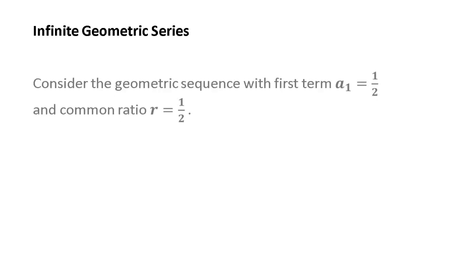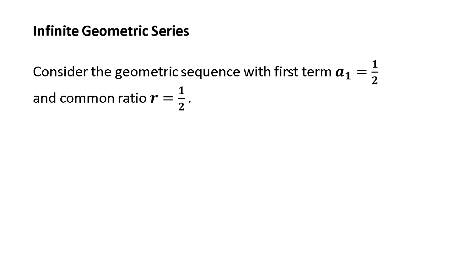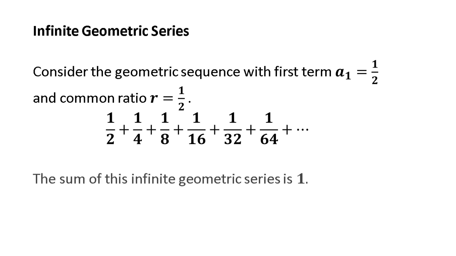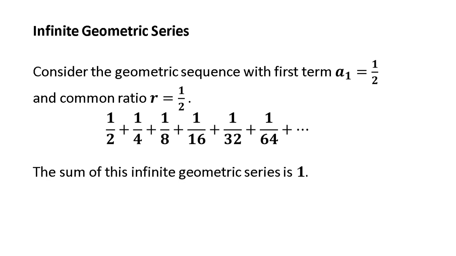Infinite geometric sequence. Infinite means endless. Consider the geometric sequence with the first term a sub 1 equals 1 half and a common ratio of r, which is equal to 1 half also. So we have 1 half plus 1 fourth plus 1 eighth plus 1 over 16 plus 1 over 32 plus 1 over 64 and so on. The sum of this infinite geometric sequence or geometric series is 1. If you look at your book, there is an illustration there to know why the answer is 1.